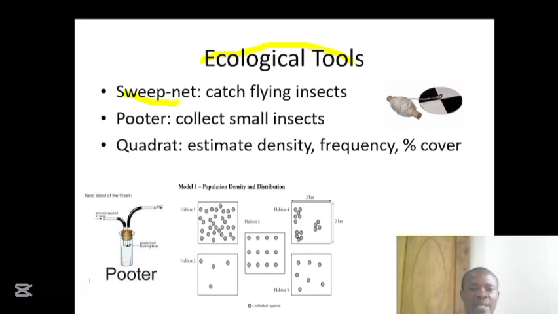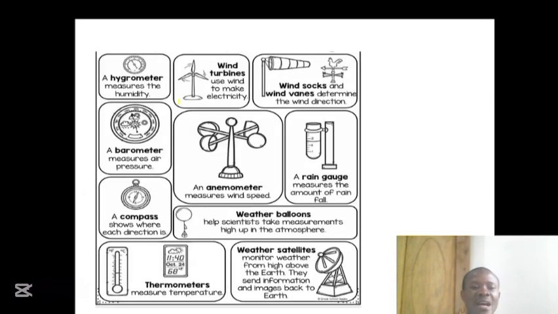And we have the potter. The potter, it is used to collect small insects. In here, it has something that will suck the insect in this potter, which you can use to collect them later. And we have the quadrant. The quadrant, we are going to discuss it, I guess, on the last slide or the second to last slide. In here, we have other ecological instruments. Number one here, we have hygrometer that is used to measure humidity.